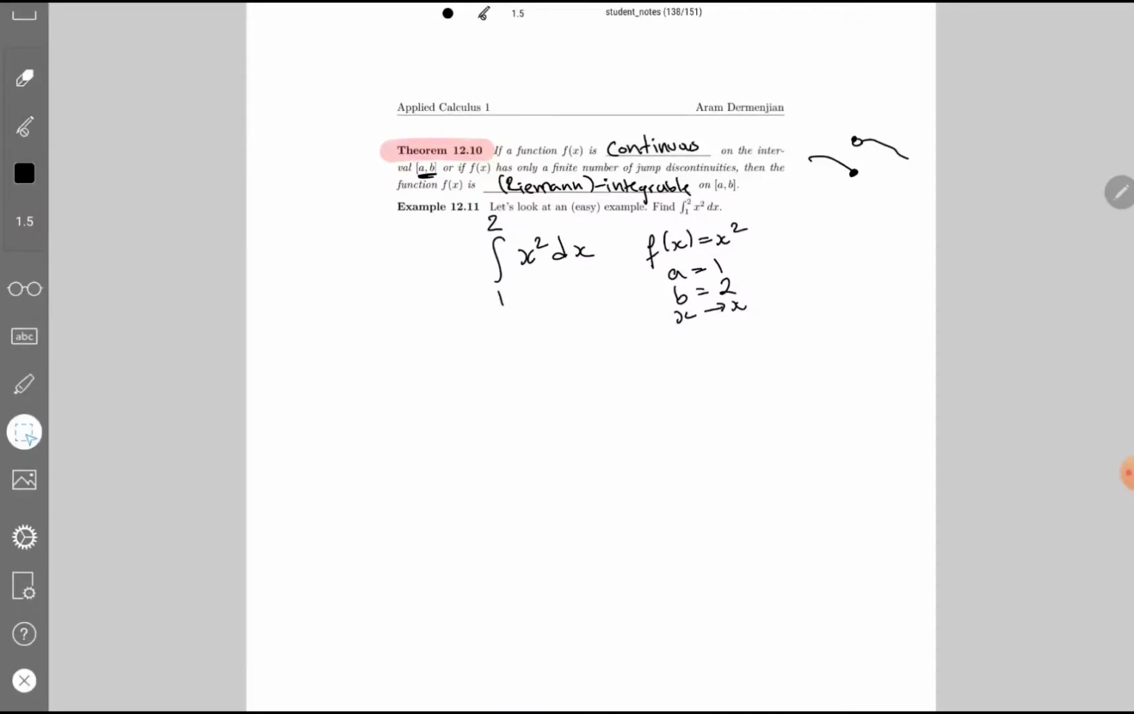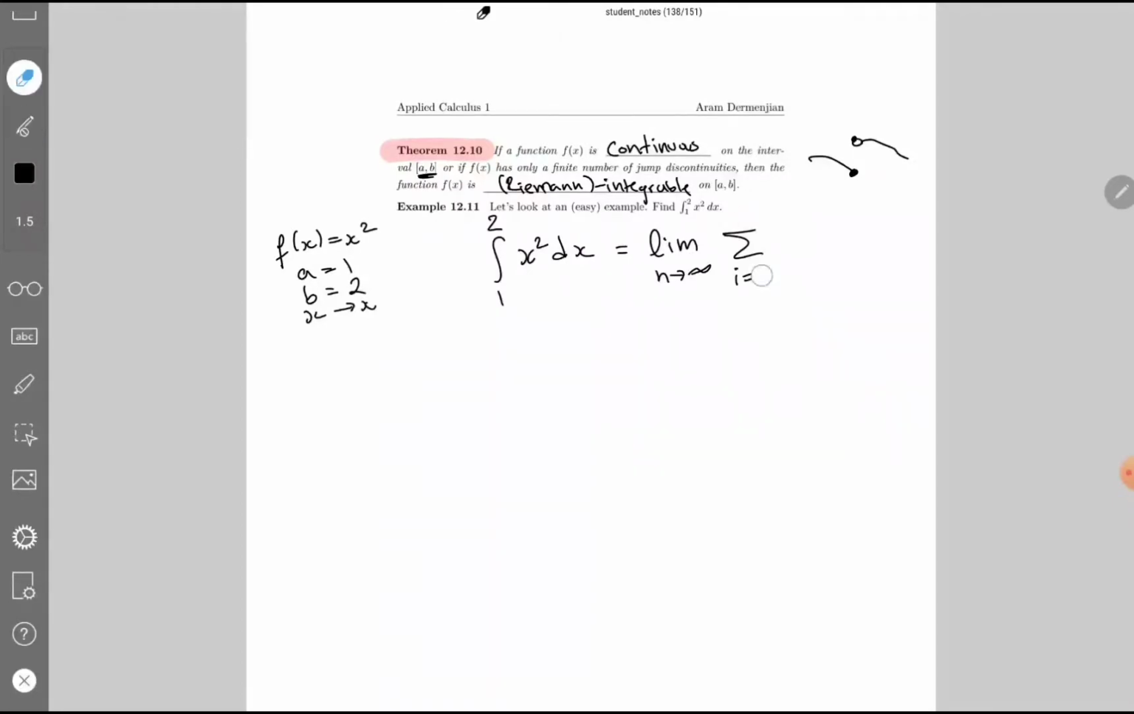So here, let me get these out of the way. I'll put these here. So what is this equal to? This is equal to the limit as n goes to infinity of the sum from i equals 1 to n of f of xi star delta xi. Okay, so let's break this down. First, let's figure out what delta xi is.